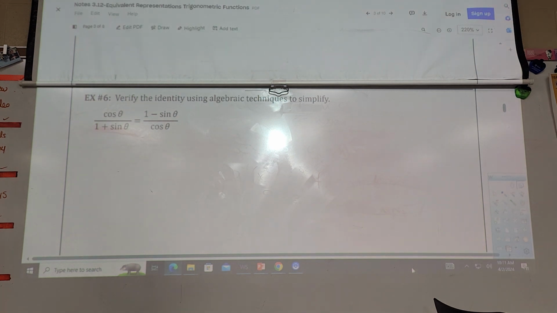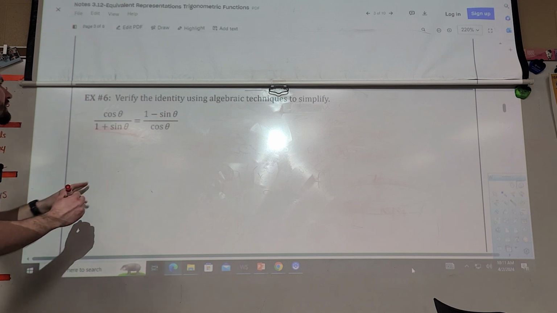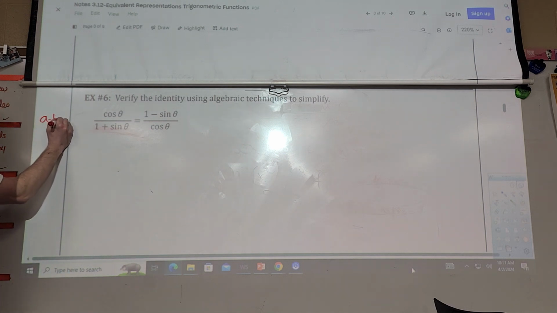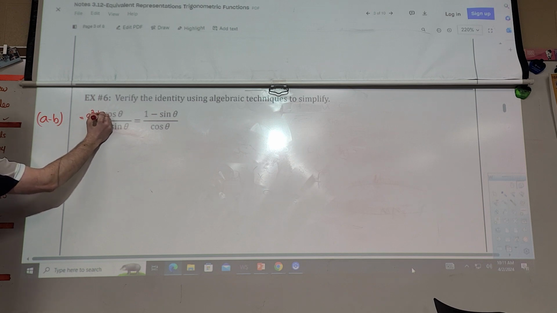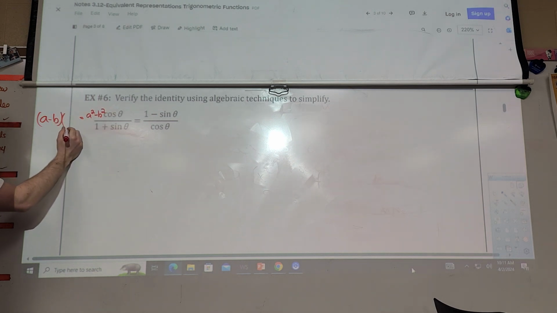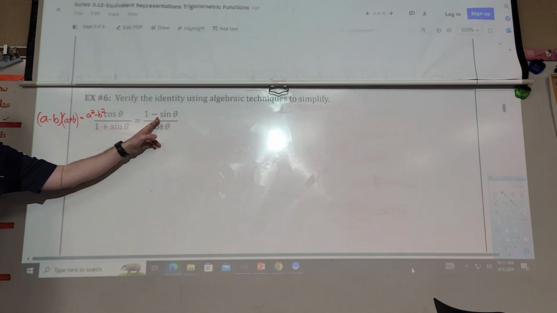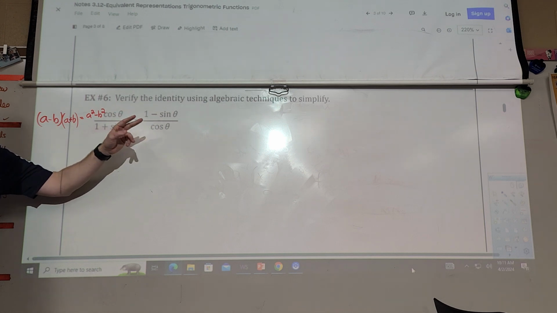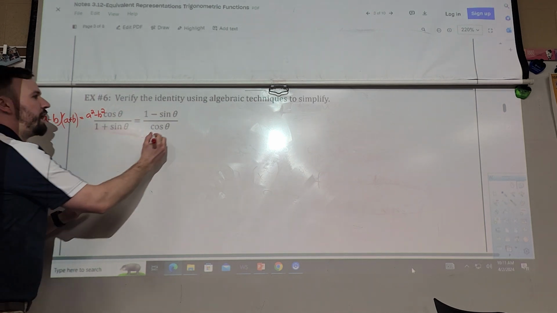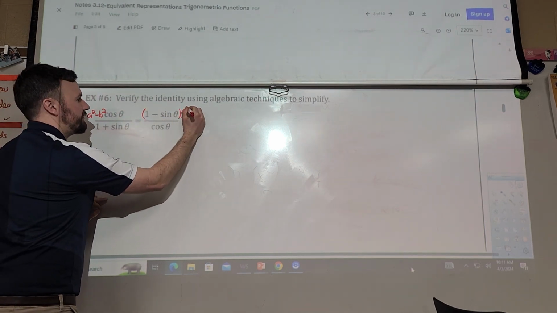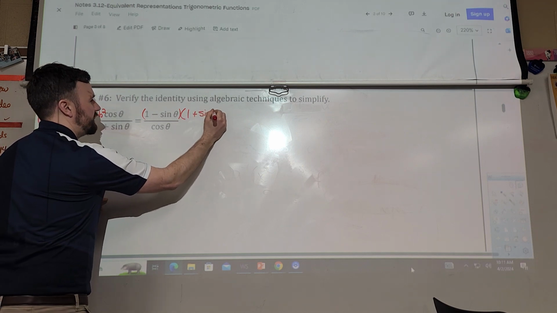Does that make sense? Is there a way, if I have a minus b, what can I multiply that by to get to be a squared minus b squared? A plus b, right? In trig, whenever you see these, you're going to multiply by the conjugate. So I'm going to multiply this side by 1 plus sine of theta.